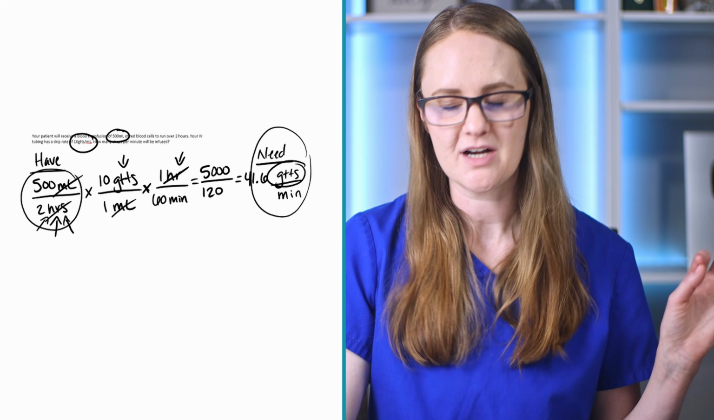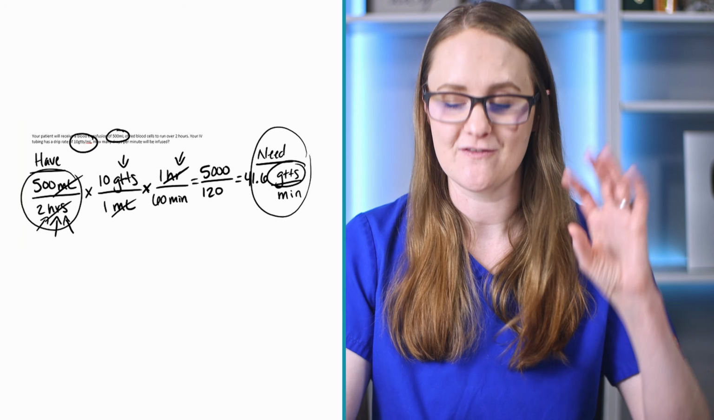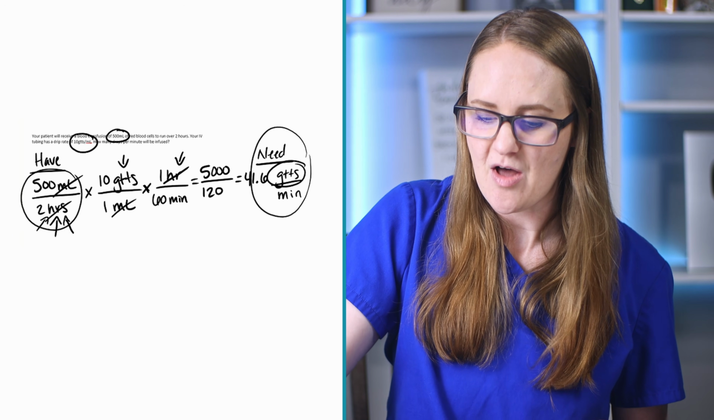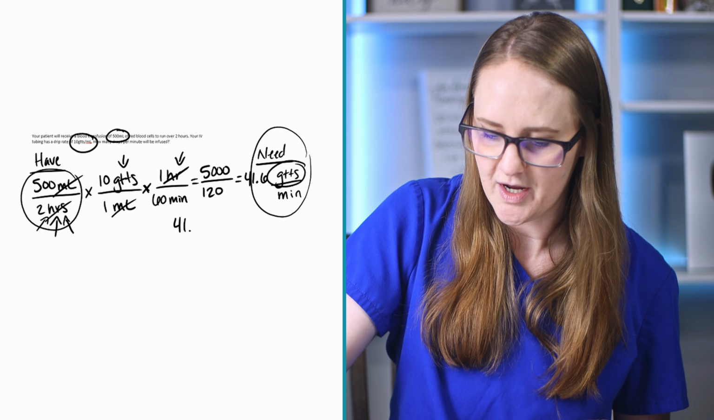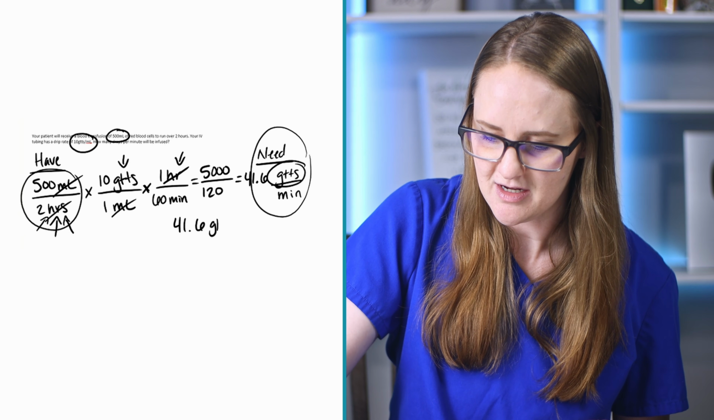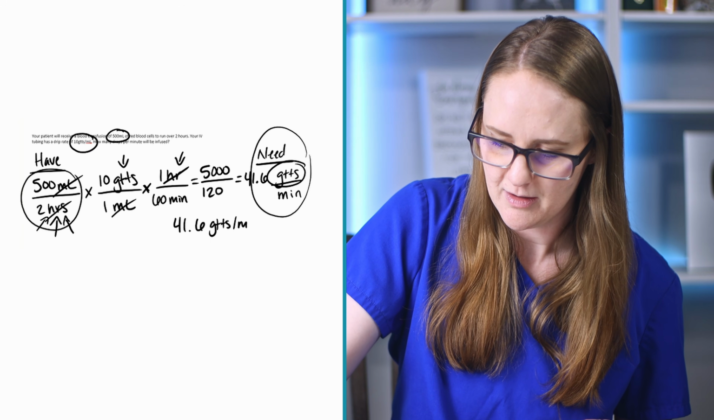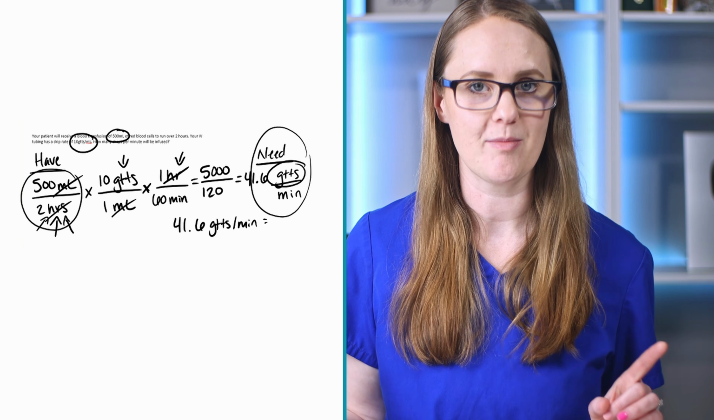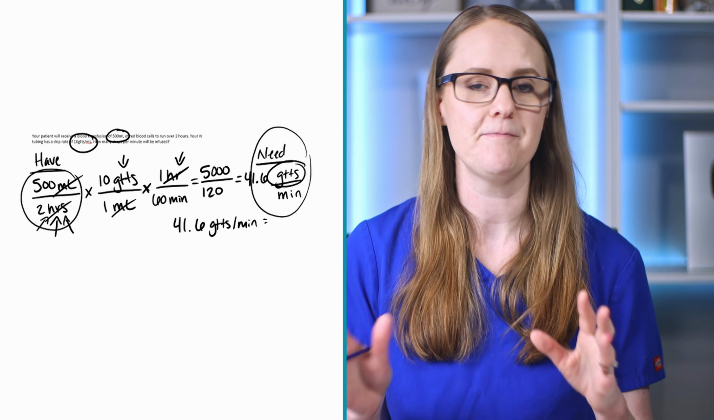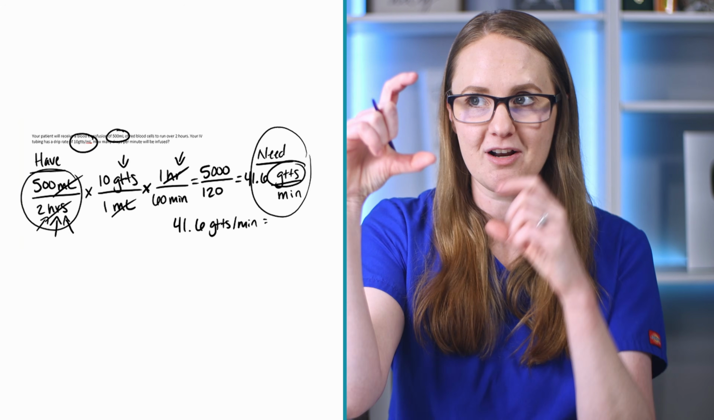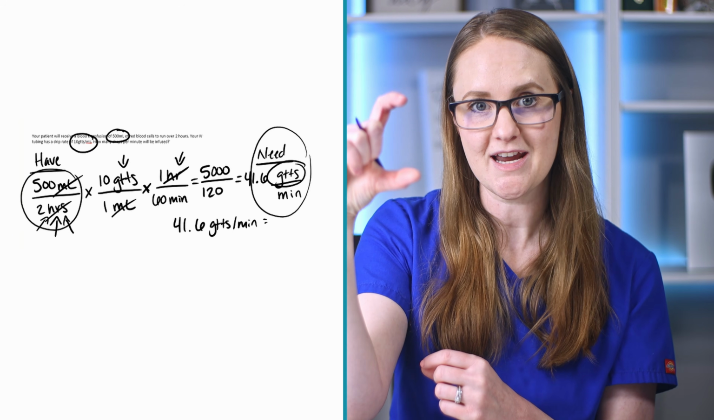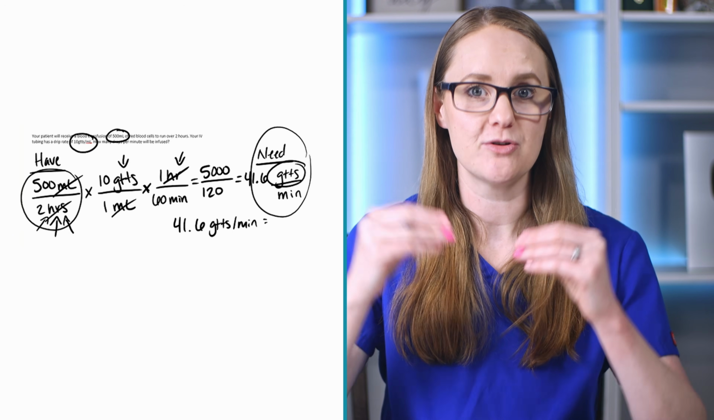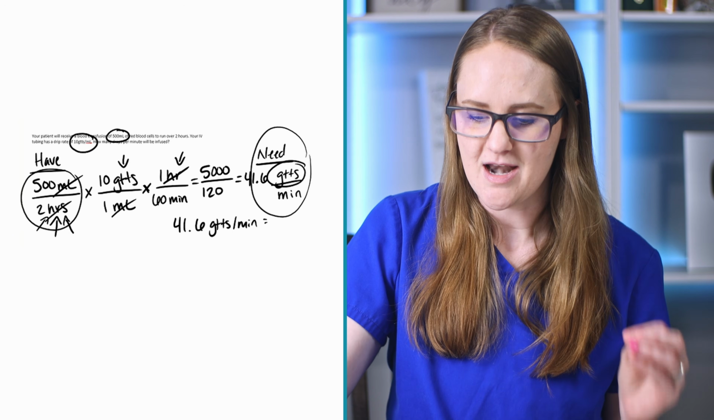Now that we have multiplied across the top, multiplied across the bottom, and divided those two numbers, we got 41.6. Now this 41.6 GTTS per minute. Here's a principle to remember for dose calc and your dose calc exam: you're not going to look at the drip chamber and calculate 0.6 of a drop, okay? So we're always going to round drip rates to whole numbers, all right?